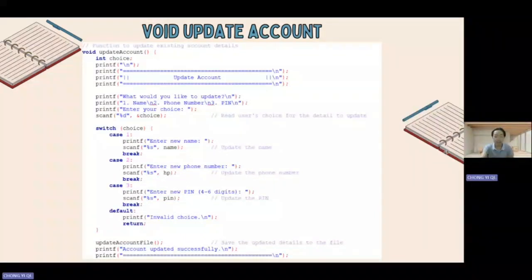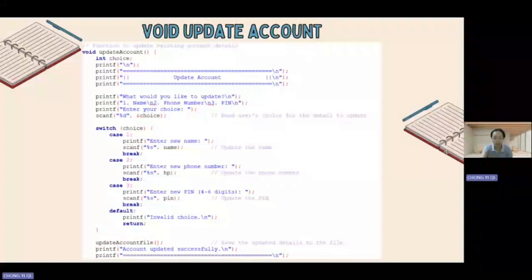So next is the update account function. The update account function allows the user to update specific details of an existing account. The function starts by displaying a menu asking the user what account details they want to update. The options are name, phone number, and PIN. The user enters their choice 1, 2, or 3. The function uses a switch statement to handle the user's choice. Case 1, if the user chooses to update the name, the function prompts the user to enter a new name and updates the name variable.